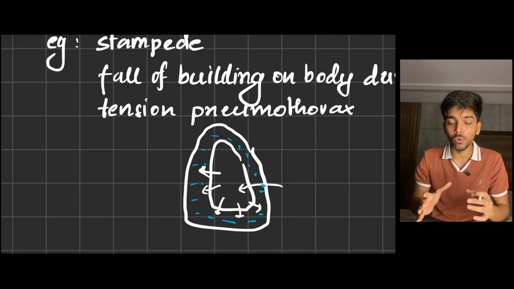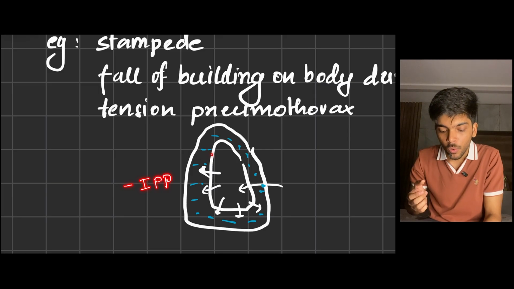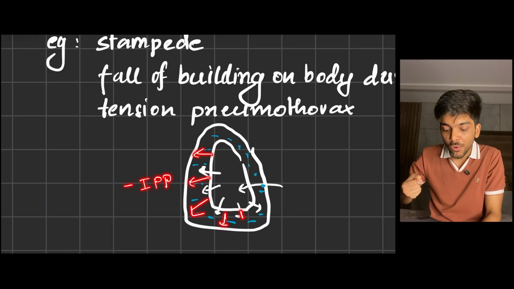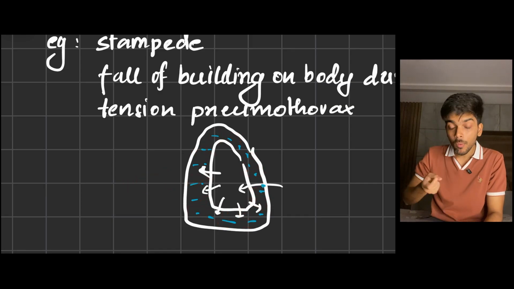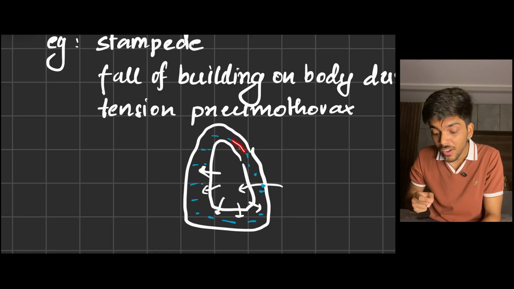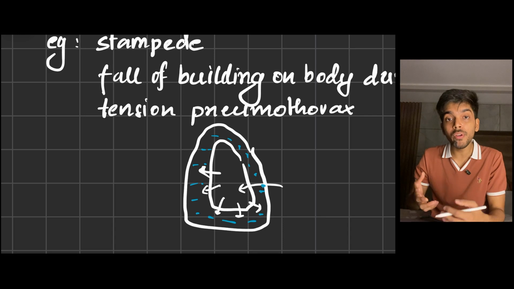Due to this vacuum, there is negative intrapleural pressure which pulls the lung, and due to the negative intrapleural pressure, the lung is able to expand. But once this pleural cavity is filled with air, that negative intrapleural pressure is lost. So the lung is unable to expand.